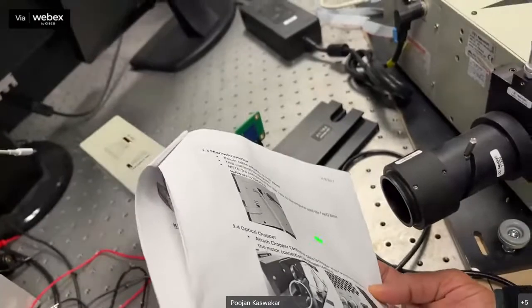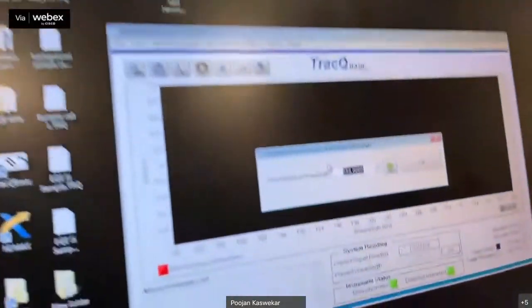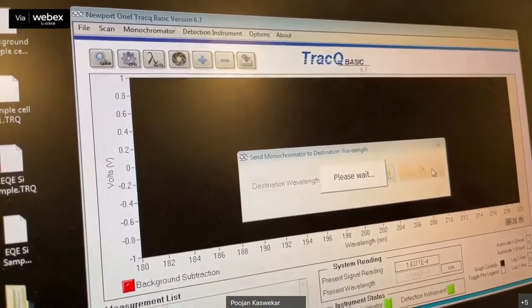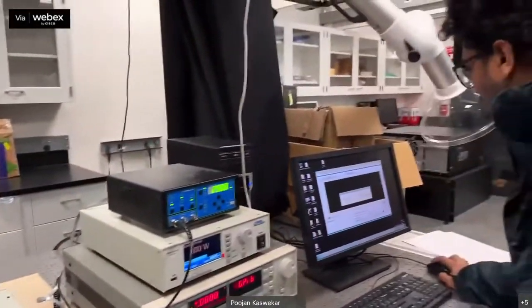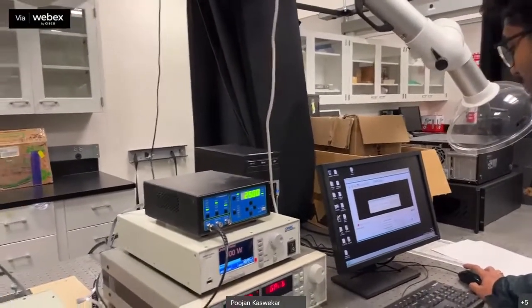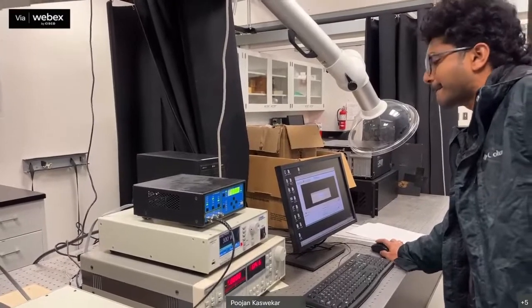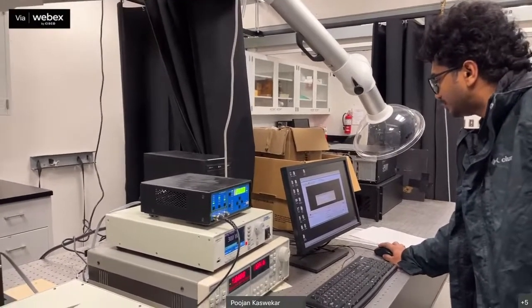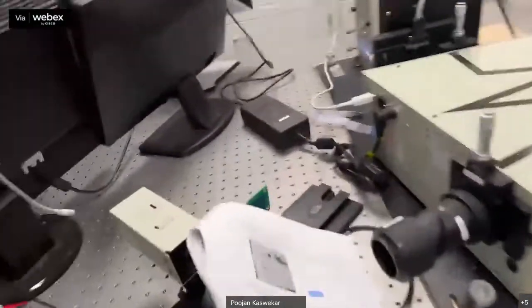We can adjust the wavelength from this monochromator. So if we typically put, let's say, 770, I couldn't see anything because that is in the UV-IR region. So maybe I'll go to 440. Let's see if it gives something. I'll go to 440. See the color here.